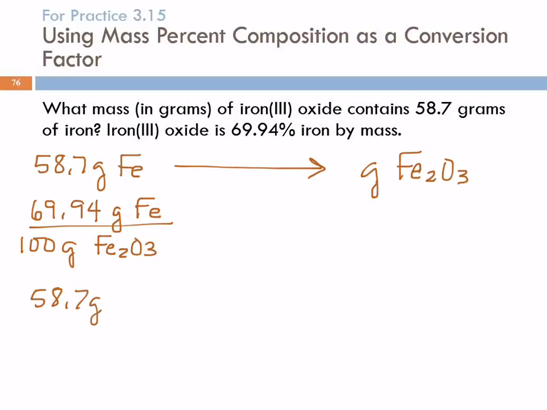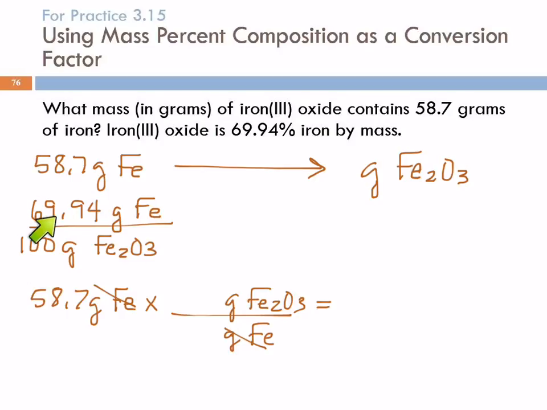58.7 grams of iron. And we're getting to that point in the class where just writing grams isn't good enough. Grams of what? Because here we've got grams of iron and grams of iron oxide. I want grams of iron oxide on top, and I want grams of iron on the bottom. I'm doing it that way so that the units work out. I don't have to remember, am I multiplying or dividing or what am I doing? I'm just putting the units in, and they're telling me what to do.